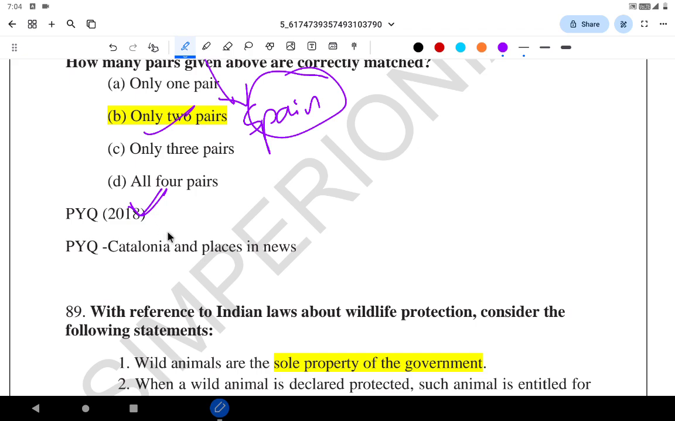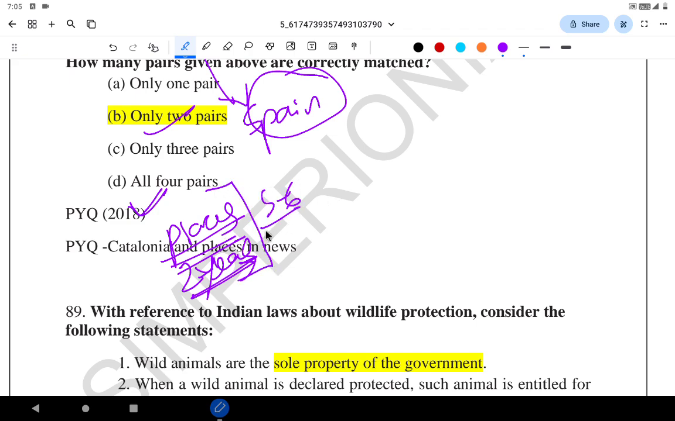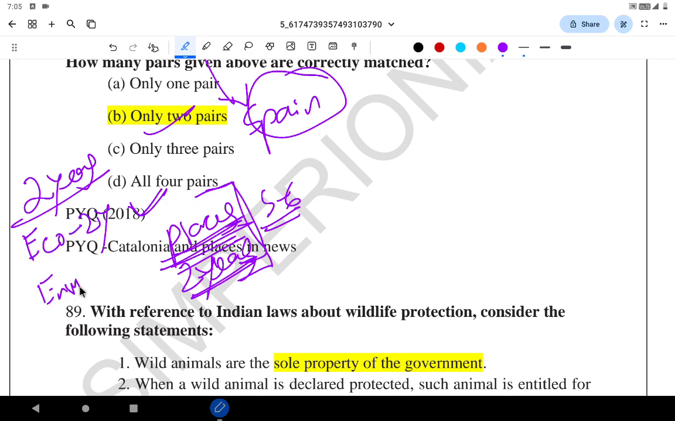So please cover the places in news if possible from the last two years. UPSC has a habit of, rather than asking places in news from the last five to six months, normally asking from the last one to two years. If you have time, please go through some video on YouTube: places in news for the last two years. If possible, economy current affairs for the last two years, environment current affairs for the last two years, and international relations current affairs. These are very important. Only cover this very well.